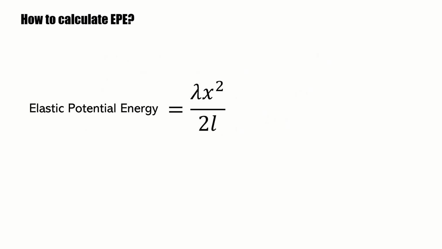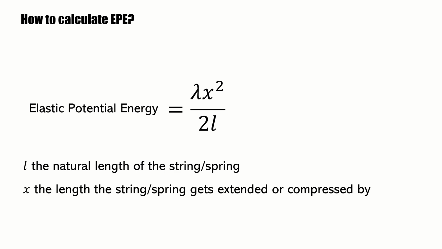It's just lambda x squared divided by 2L, where L is the natural length of the string or spring, x is the amount the string has been stretched by, or, if it's a spring, potentially compressed by as well, and then lastly, we've got lambda, which is the modulus of elasticity. Things to bear in mind are the units for these things. Lambda is in newtons, and elastic potential energy, being energy, is in joules.